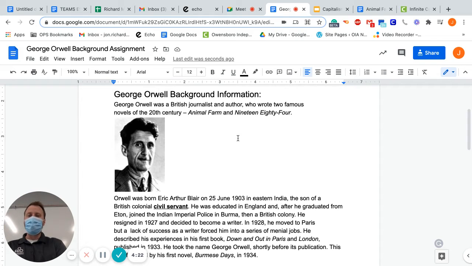So George Orwell, background information. George Orwell was a British journalist and author. So where is he from? Britain, okay? Who wrote 2 famous novels of the 20th century, Animal Farm and 1984. At your time at OIA, you will read both of these books, okay? You'll read Animal Farm this year, 1984 next year.